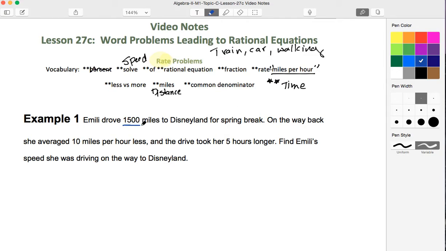So she drove 1,500 miles. This is a distance. She's going to Disneyland, cool. On the way back, she averaged 10 miles per hour less. And so a rate can either be miles per hour, or it can be feet per second, or meters per second, commonly used in physics. So that is going to be a rate. So now we're given 10 miles less, so that means subtraction is in there somewhere.